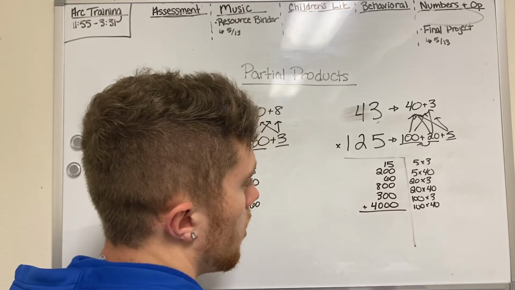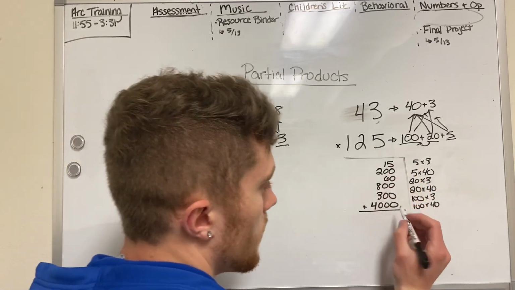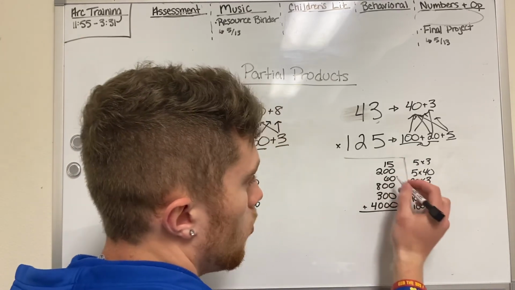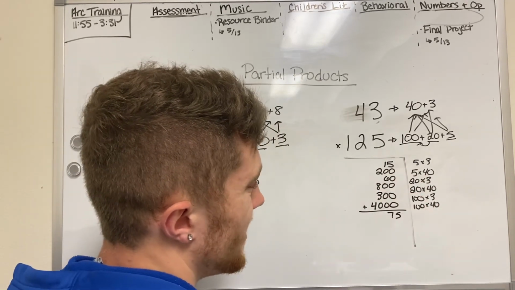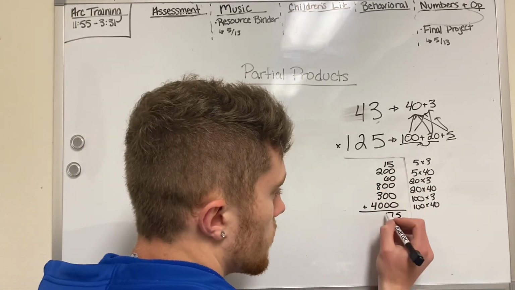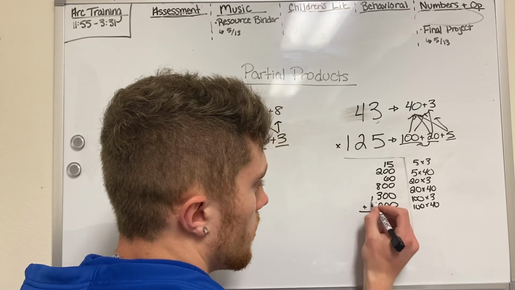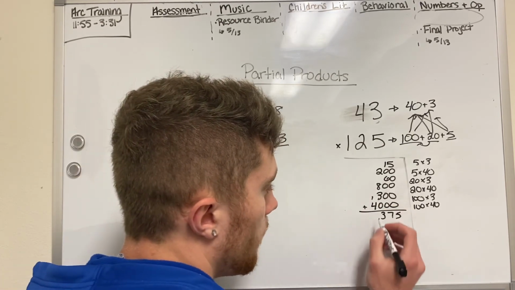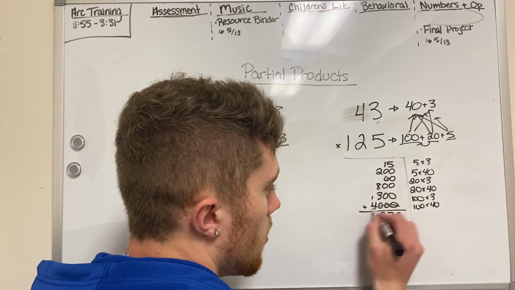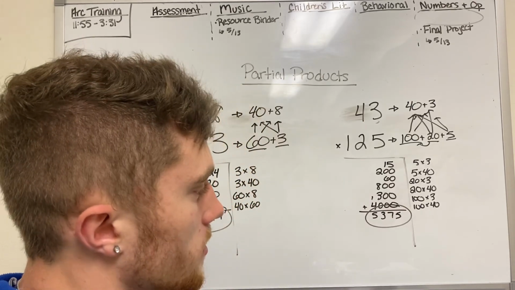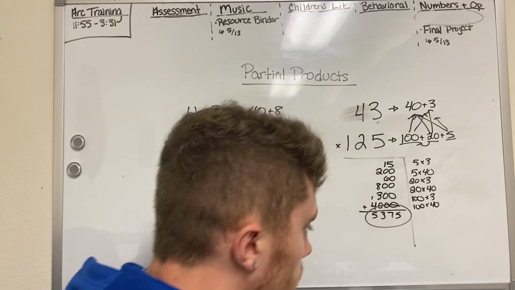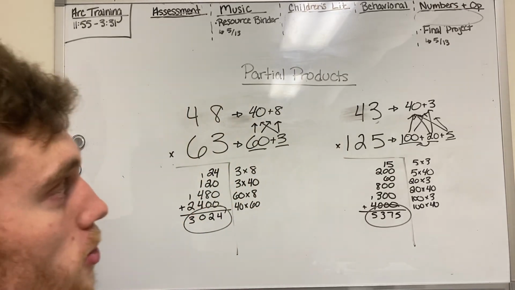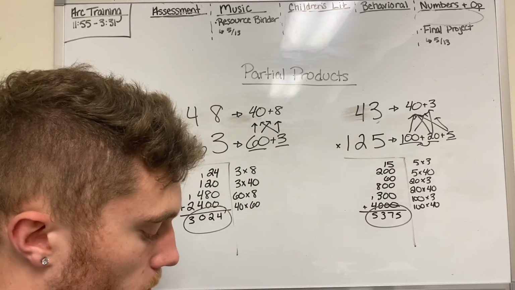We're going to add up all of these partial products. So we have 5. 1 plus 6 is 7. 2 plus 8 is 10. Plus 3 is 13. So we write the 3, carry the 1. 1 plus 4 is 5, which gives us a final product of 5,375. That is the partial products algorithm for multiplication.